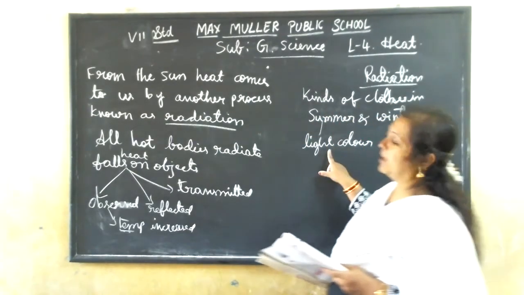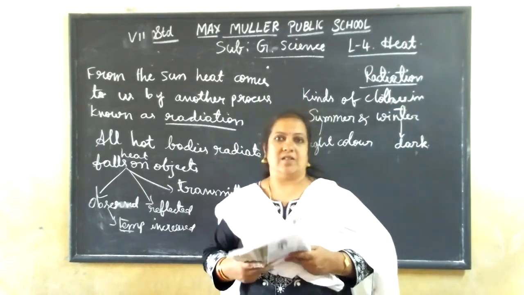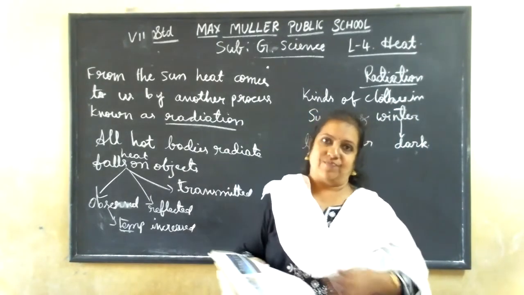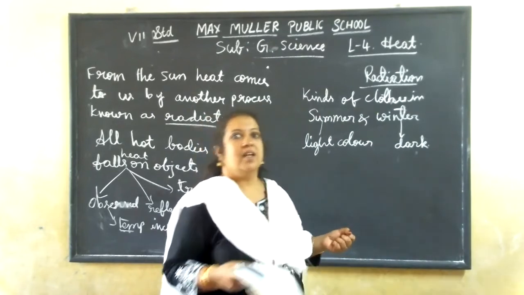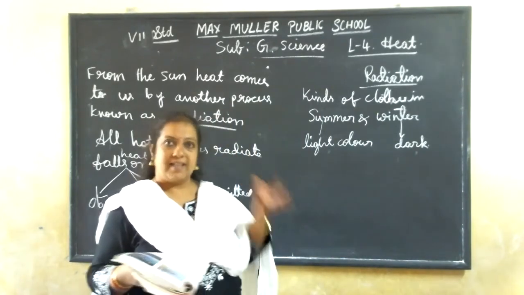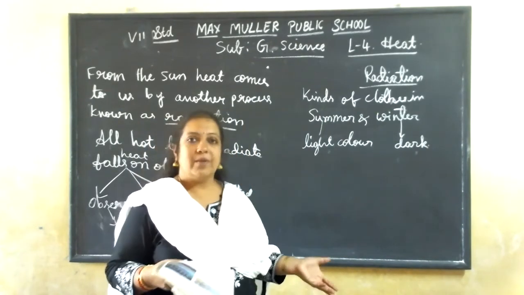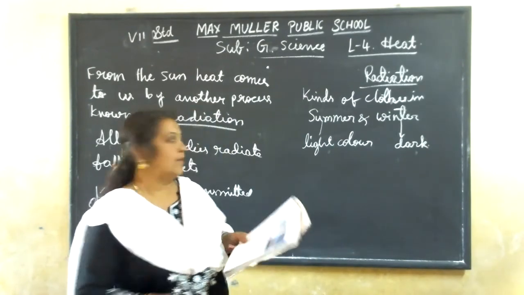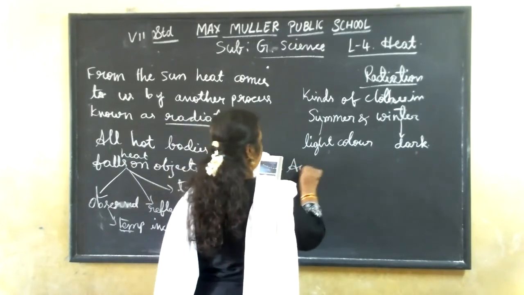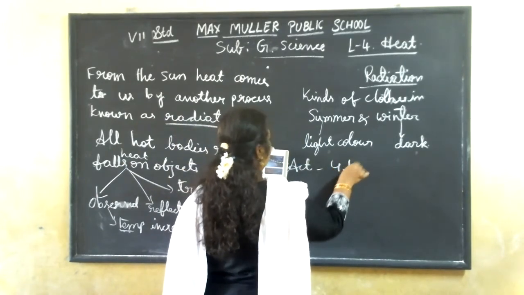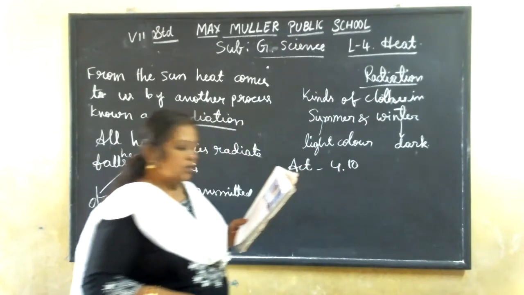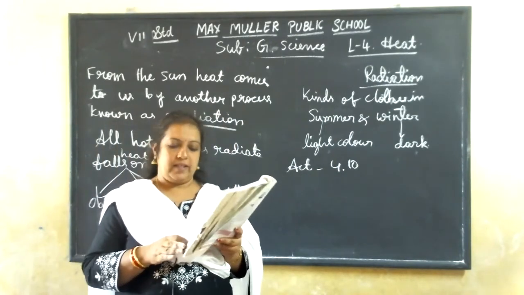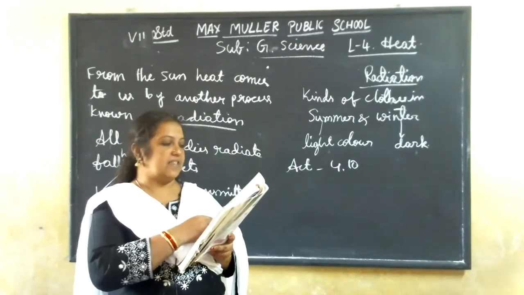In summer we will wear light colored clothes, that too cotton clothes, because they will absorb less amount of heat and more of it will be reflected back. Okay. Then here one activity is given, activity 4.10. So they are telling you to take the two identical tins or cans.